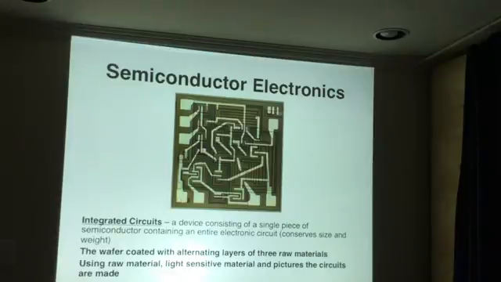Now, an integrated circuit is a device, a single piece of material, which is made generally of semiconducting material, and it allows for the application of an entire electric circuit in this one single piece of material. And so that is what's known as an integrated circuit. It has the advantage of being a very small size and also very small weight, and so you can pack a huge number of circuits in a very small area.